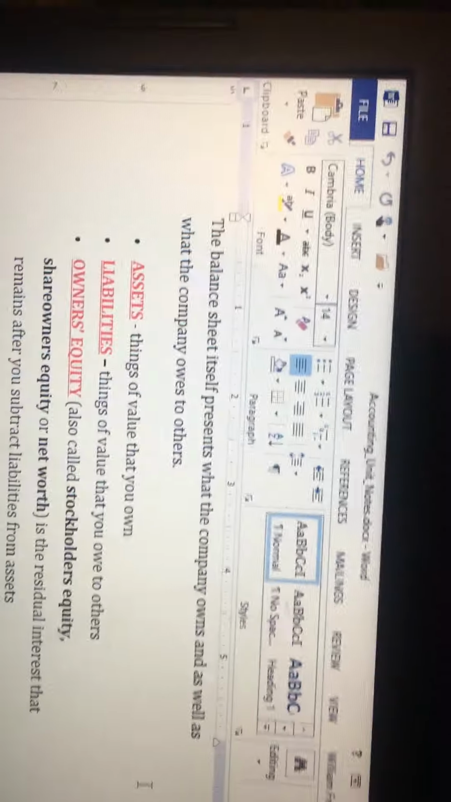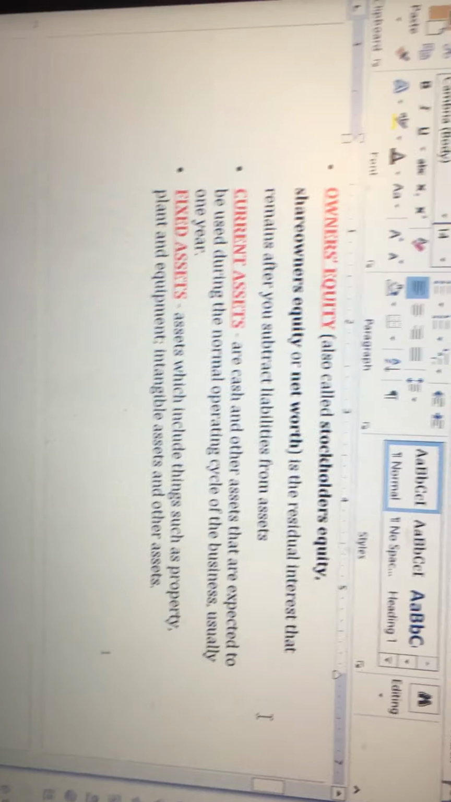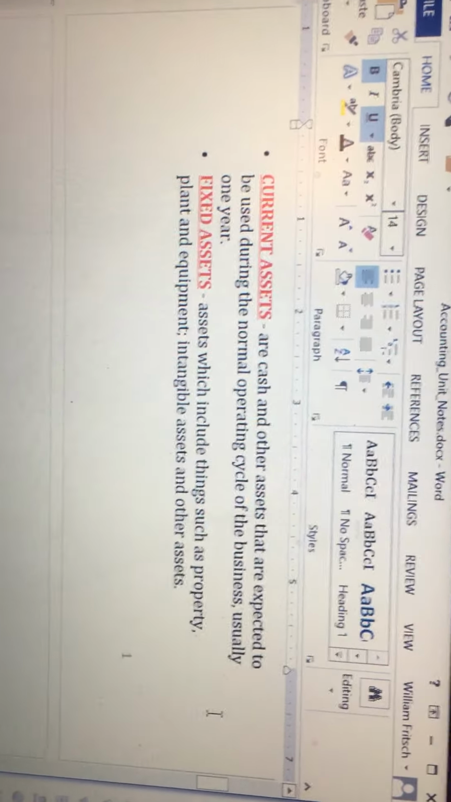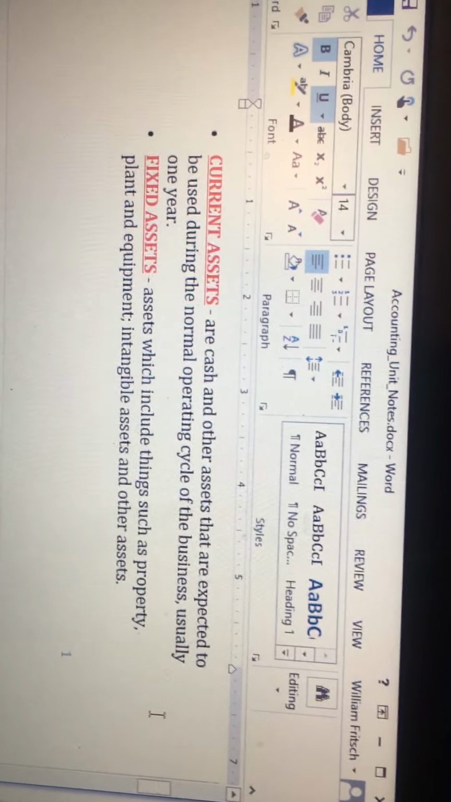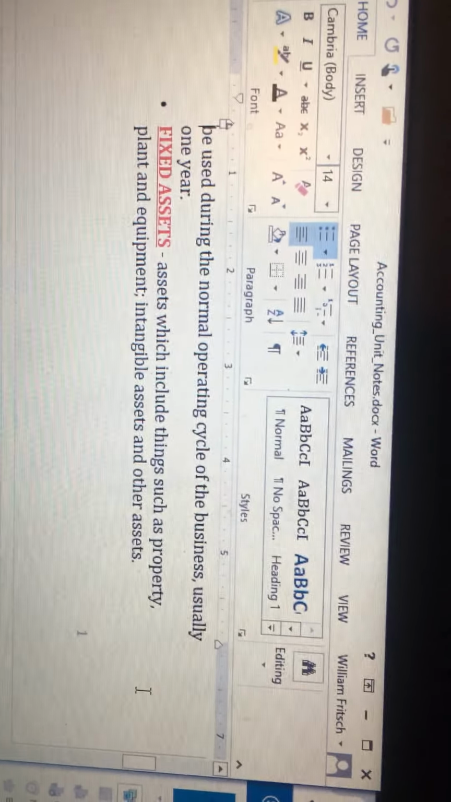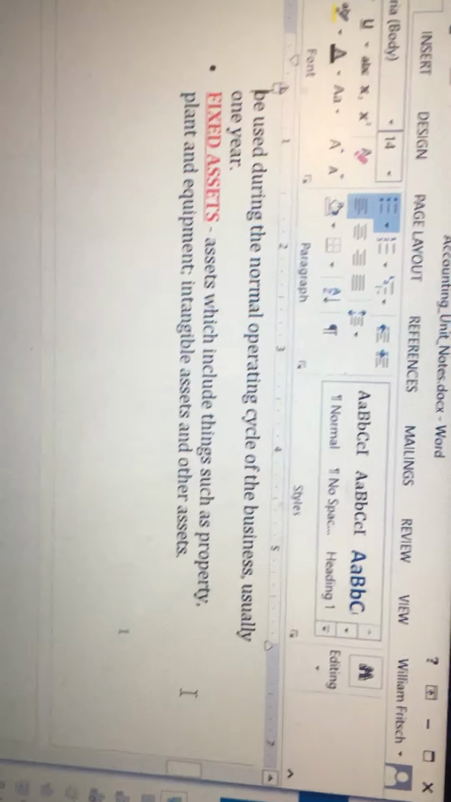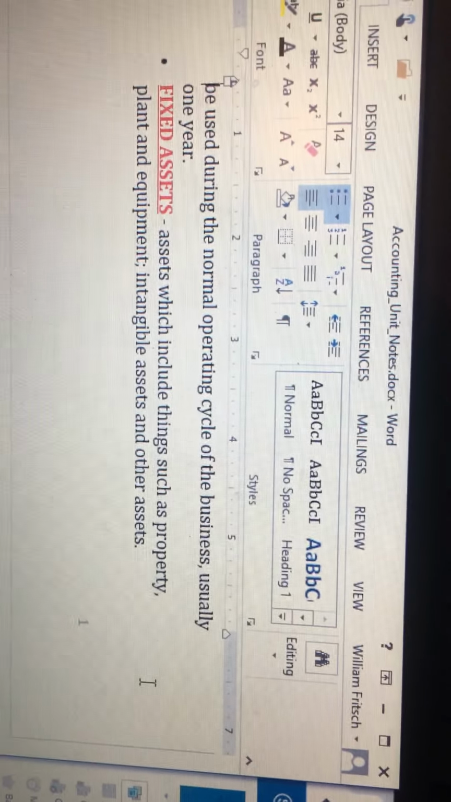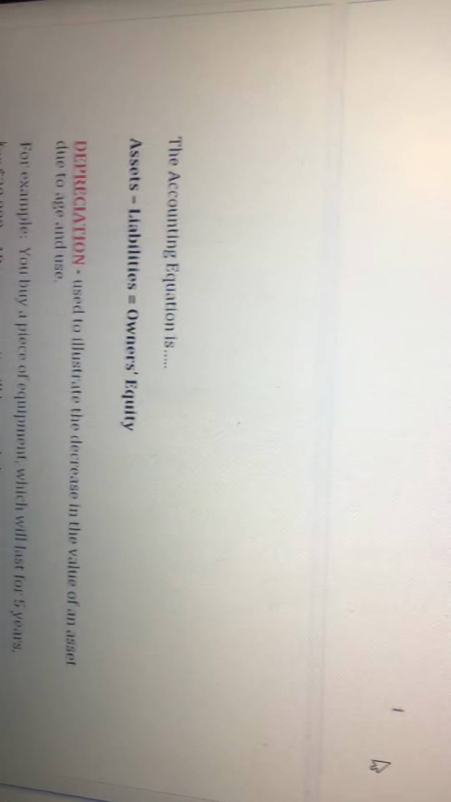All right, assets minus liabilities equals owner's equity. And then I have some definitions for current versus fixed assets. Current assets are assets that are going to be turned into cash within the next year, like inventory that you're going to sell over the next few days or a few weeks. Fixed assets are things that are not going to be turned into cash in the next year, which are things like property, plant, equipment, things like your delivery van, your equipment at your factory. All right, those are fixed assets.